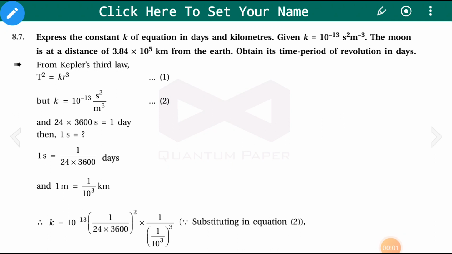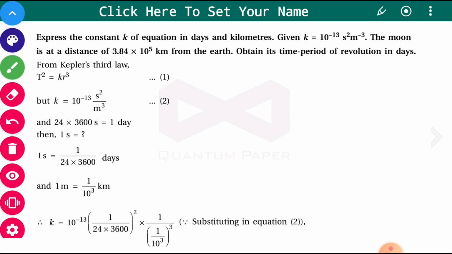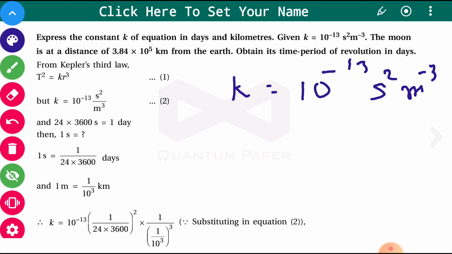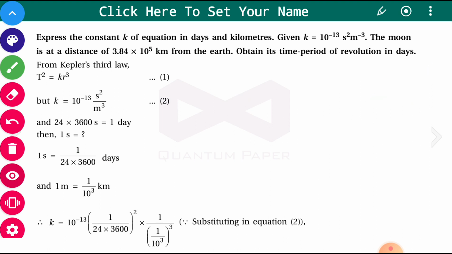Today's topic of discussion is example number 8.7. Express the constant k of the equation in days and kilometers. Here k is given. The value of k is 10 to the power minus 13 second square meter raised to minus 3. Now this constant is appearing in this equation that is already discussed by us.